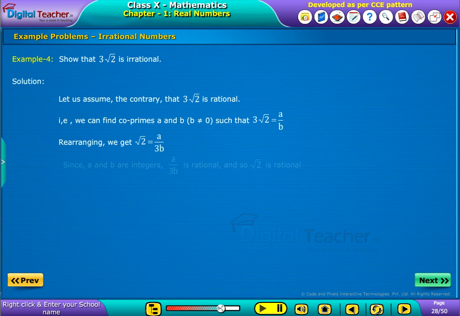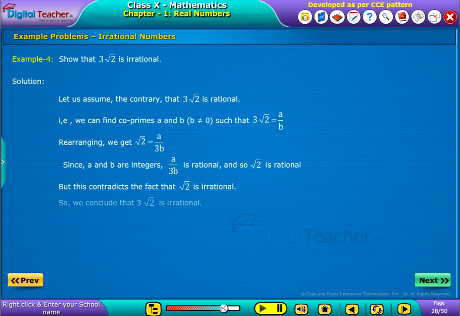Rearranging the equation, as a and b are integers, we get a by 3b is rational, and therefore root 2 is rational. But this contradicts the fact that root 2 is irrational. Hence we can say that 3 root 2 is irrational.